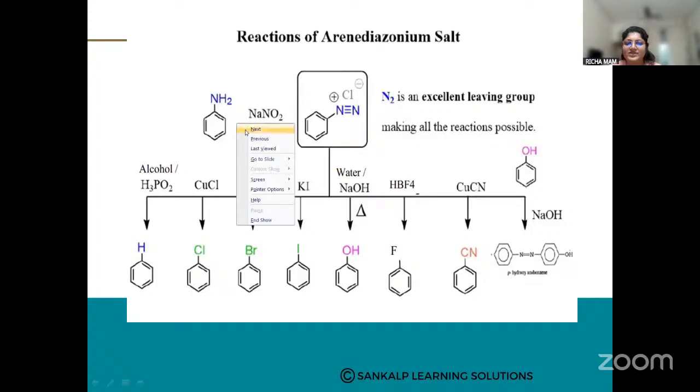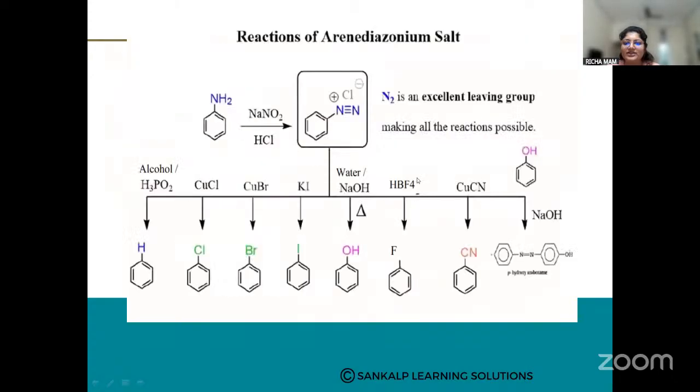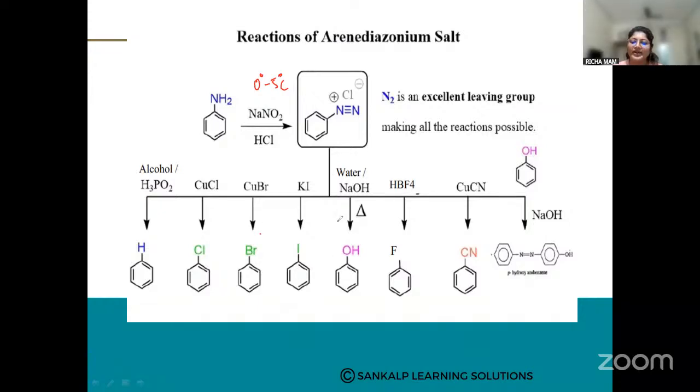So these things we have discussed in the last class. Next we are going to see the electrophilic substitution reaction. What we were discussing last was that aromatic primary amines, when they react with nitrous acid, react at a very low temperature. The temperature condition should be 0 to 5 degrees Celsius.